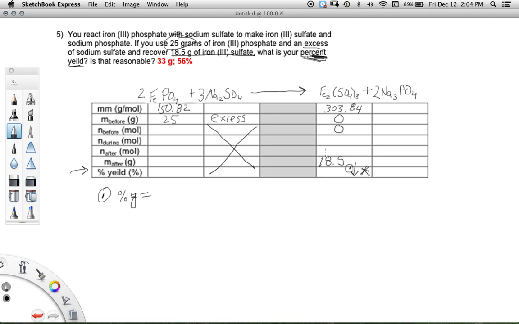And so what I'd recommend you do is not put this in there. You're correct. That is the mass after. We just don't want to put it there. What I want to call that is the actual mass that I recovered, 18.5. Because what's the percent yield? Well, just like a test, it's your actual mark divided by the theoretical 100% test.